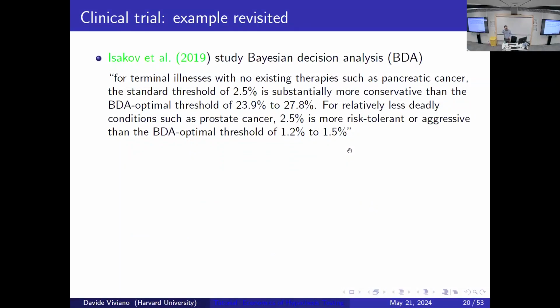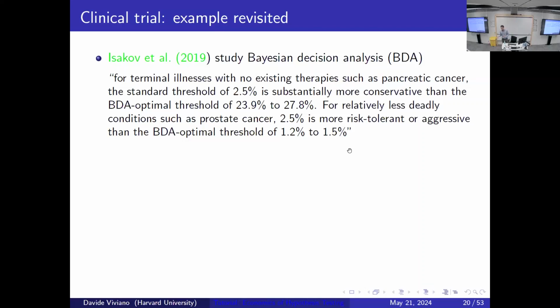Okay, so let's look back at the clinical trial case. So what if we are Bayesian in the way we make decisions in clinical trials? This paper was published recently in the Journal of Econometrics, and this is the main conclusion. If we look at terminal illness with no existing therapies, then the standard threshold of 2.5% is going to be over conservative. And the type of threshold that we want is between 20 and 30%. The reason is that these diseases are so impactful and so deadly that we want to be less risk averse in the approval of the drug.